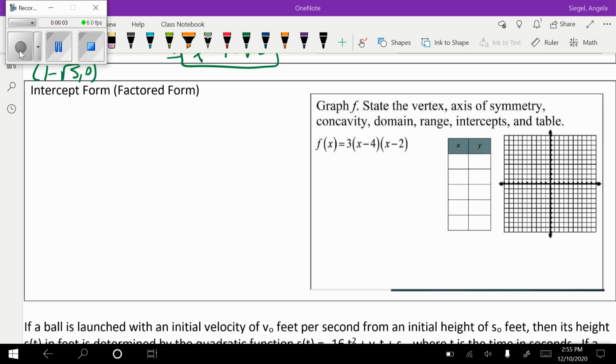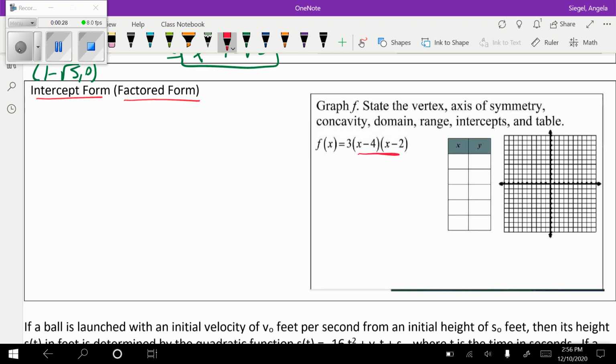Hey guys, this is part 2 of lesson 8.4, and we're just going to finish up. We just have a couple problems left, but they're longer problems, so I wanted to go ahead and start a new video. So we are going to talk about the last type of quadratic equation that you will have to graph, and it's really called two different things. It's either called intercept form or factored form.